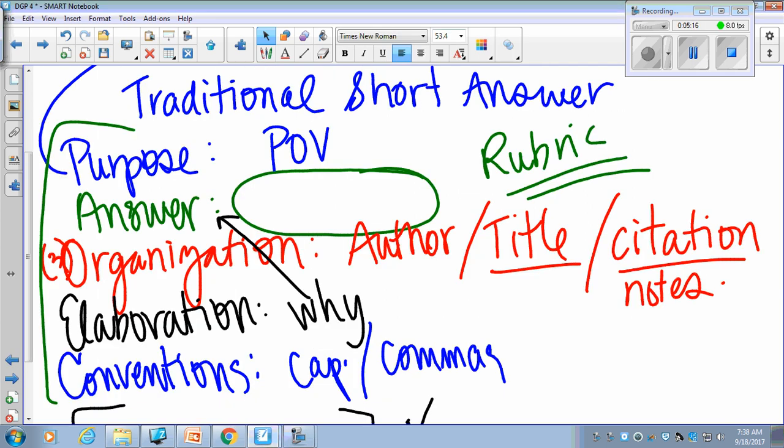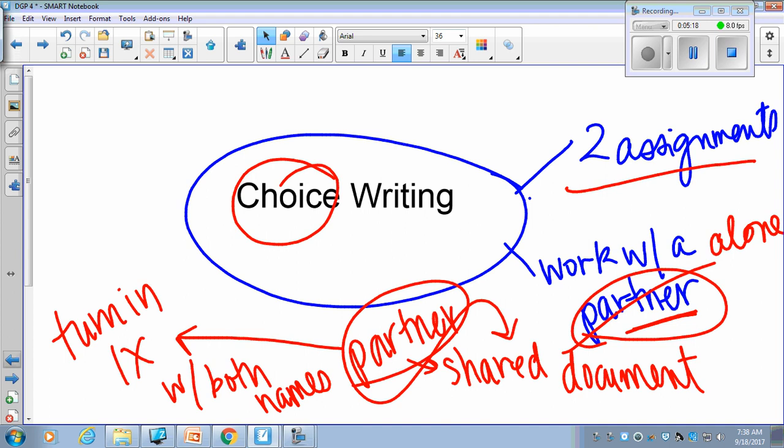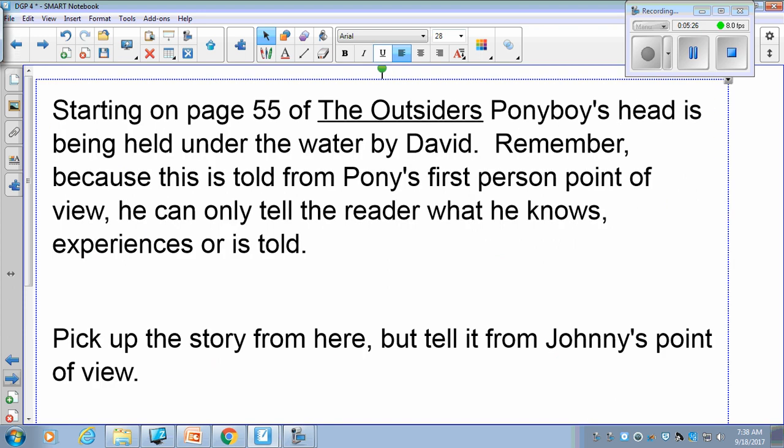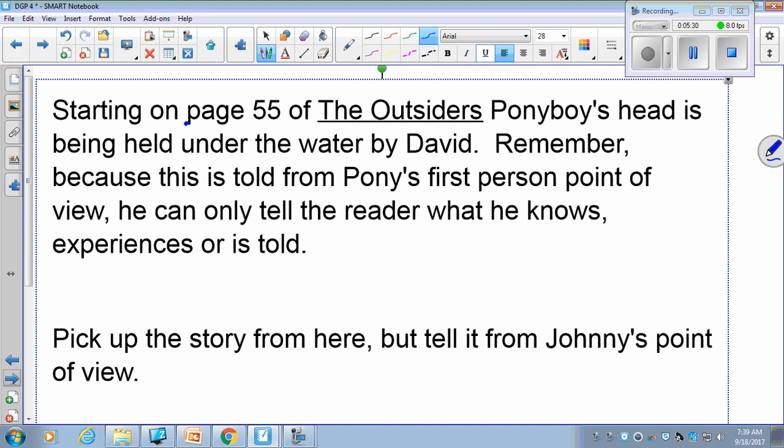And I told you this was a choice writing. So let's talk about that second choice. Your first choice, of course, is your traditional essay. And your second choice is a kind of creative writing. So starting on page 55 of your novel, The Outsiders, notice how I wrote that, please. I've underlined it because it's the title of a book, and I've capitalized the first word and the last word. We'll talk more about rules for titles later if you are not clear on that.